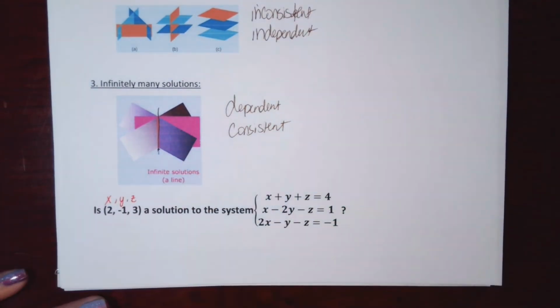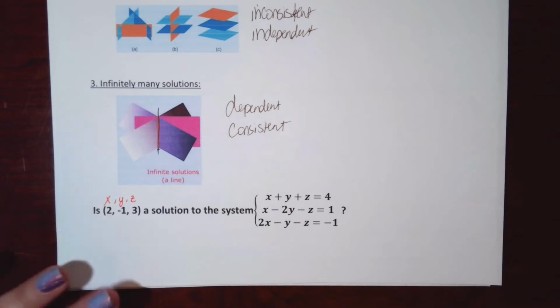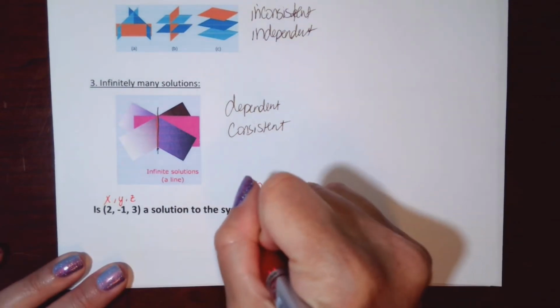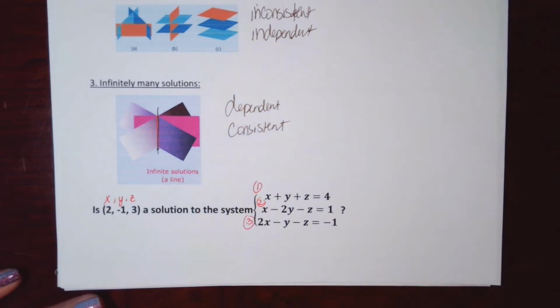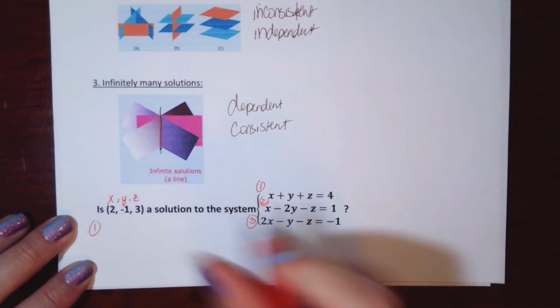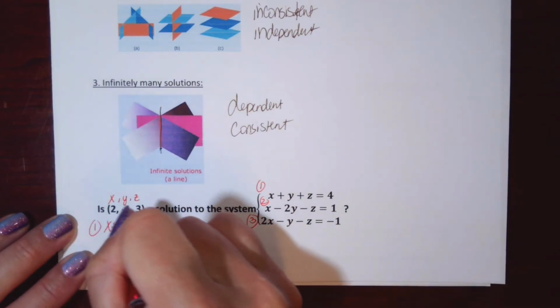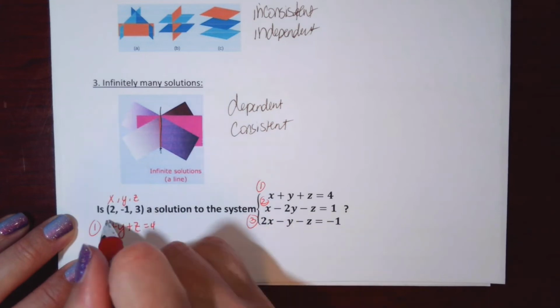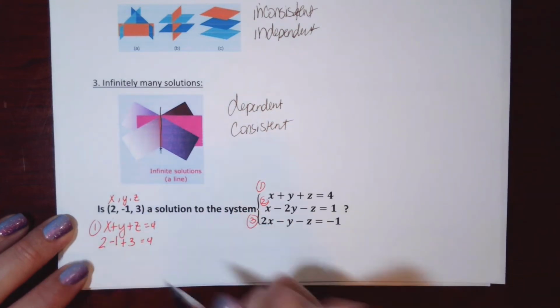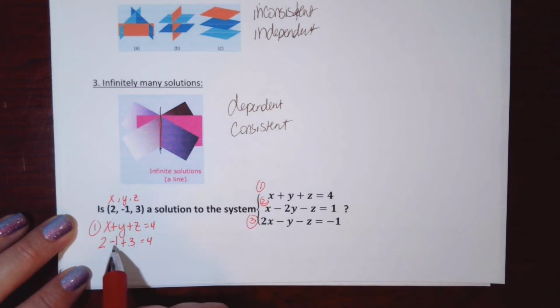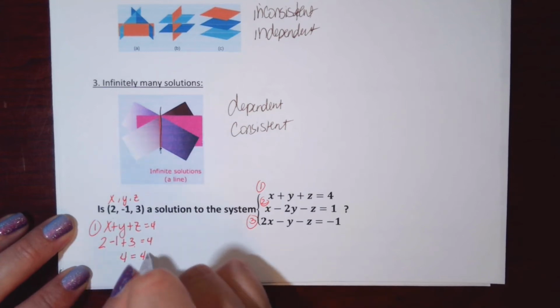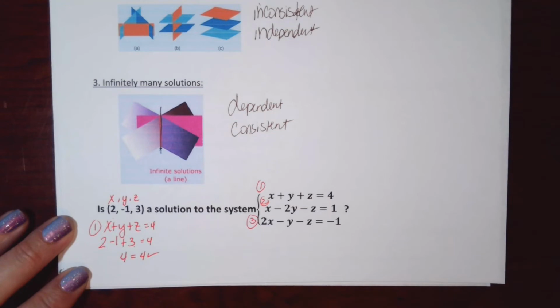Unless you're shown differently, we've got this ordered triple x, y, z. In order to see whether or not it's a solution, you have to check to see if it's a solution to every equation. Let's just go in order. x plus y plus z equals 4. I plug in my given ordered triple. 2 minus 1 plus 3 equals 4. Well, 2 and 3 is 5, minus 1 is 4. So it works for that first equation.